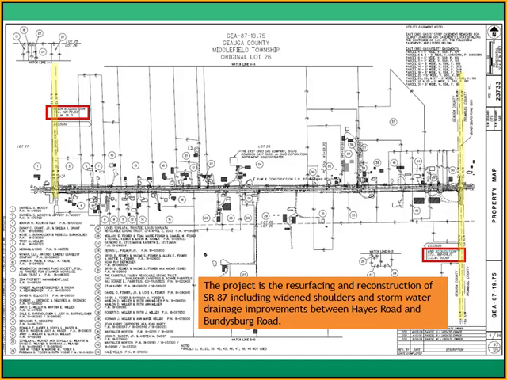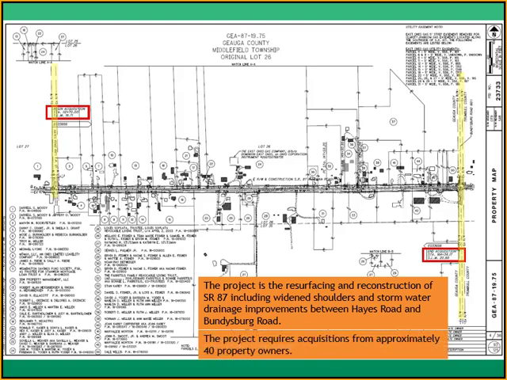The project is the resurfacing and reconstruction of State Route 87, including widened shoulders and stormwater drainage improvements between Hayes Road and Bundysburg Road. The project requires acquisitions from approximately 40 different property owners. And I'm outlining right now parcel number 10. Parcel number 10 is located closer to the intersection with Hayes Road. And down below, parcel number 10 is owned by the Ribes, which is in that legend to your left.